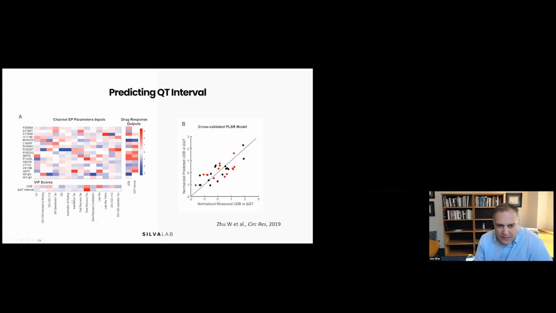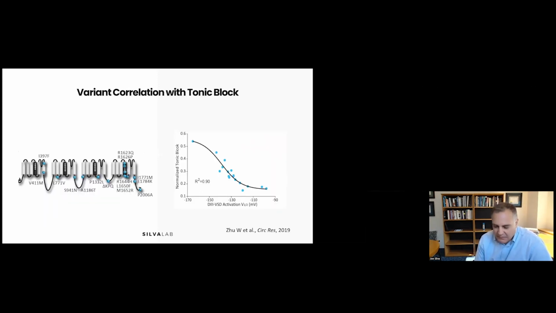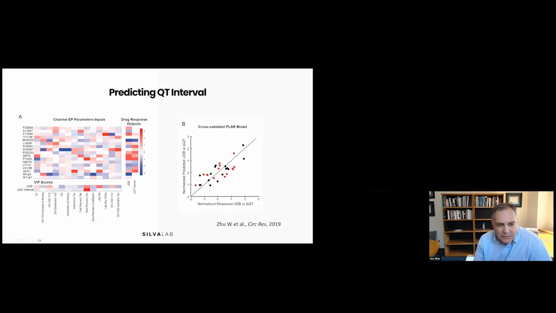First, we did feature selection, and this is just to test which features that we were looking at might be most predictive of the QT response. And we found 2 for the QT interval. Interestingly, it was much harder to predict use-dependent block than it was to predict change in QT interval. So we found 2 features that we needed to predict change in QT interval. That was the domain 3 VSD V-half, and also this time constant of slow recovery from inactivation. So depending on how the variant affected these 2 features, correlated quite strongly with the patient change in QT interval.